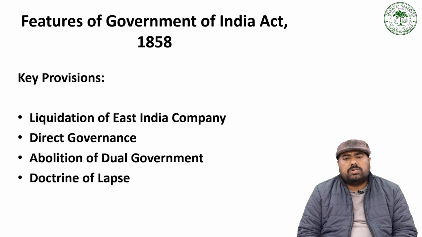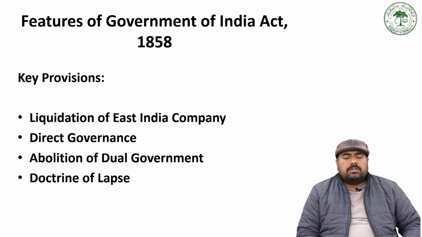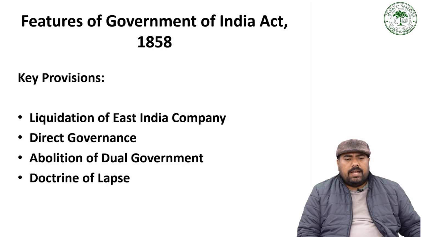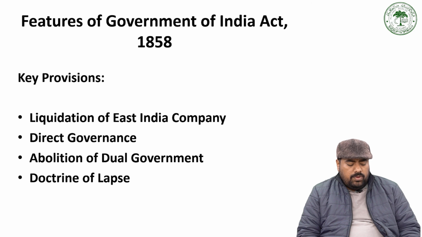The very structure through which the dual government was legislated was Pitt's India Act. That Pitt's India Act also got abolished, which in a way established the abolition of dual government in India.